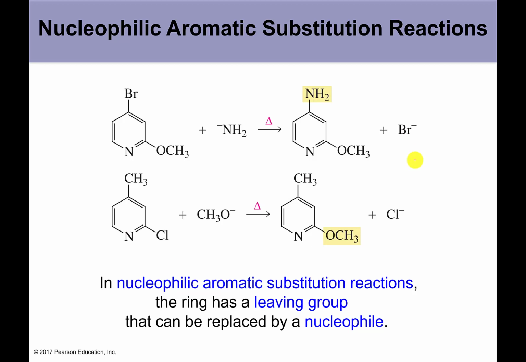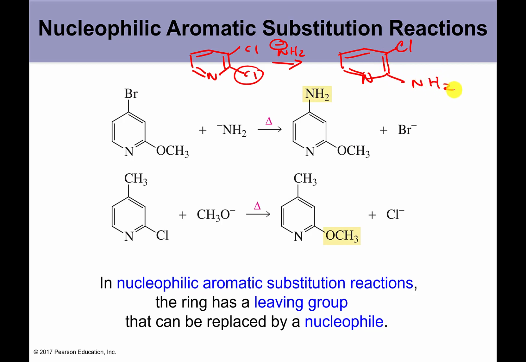If you had a ring, for example, that looked like this, and you reacted with NH2 minus, you would only get substitution of this chlorine because the meta position is partially blocked by the electron cloud. And so the most likely product for this would be to put the NH2 in that position, leaving this chlorine unsubstituted.